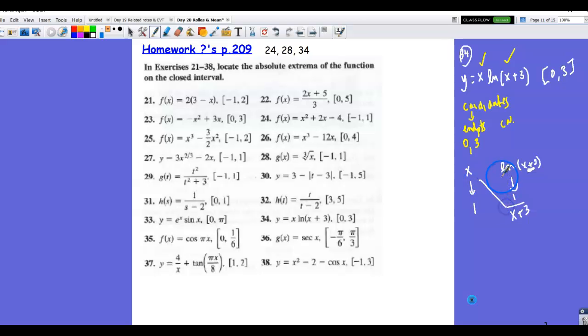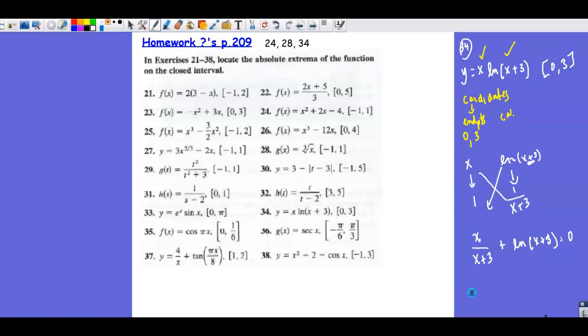So I'm going to multiply, and add. So my first derivative is x over x plus 3 plus ln of x plus 3, set equal to 0. Alright, now to solve this equation, I'm going to need a calculator. So I'm going to pause the video and pull up my calculator, but you won't really notice anything.